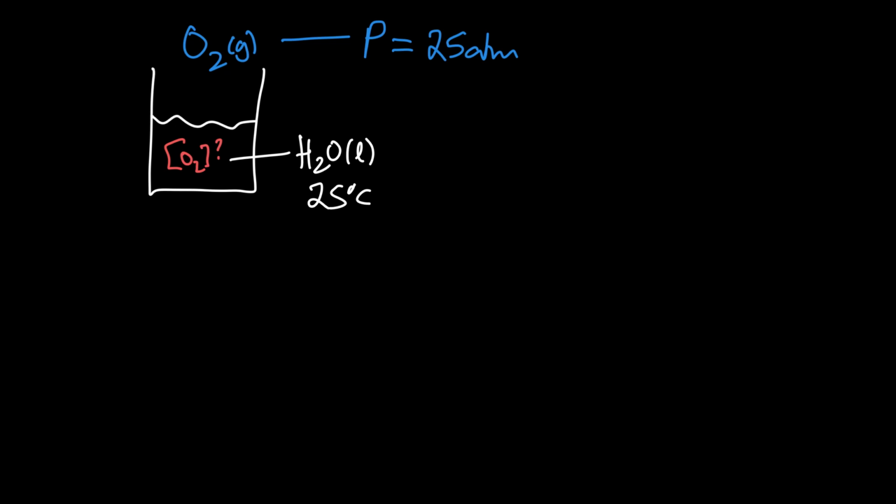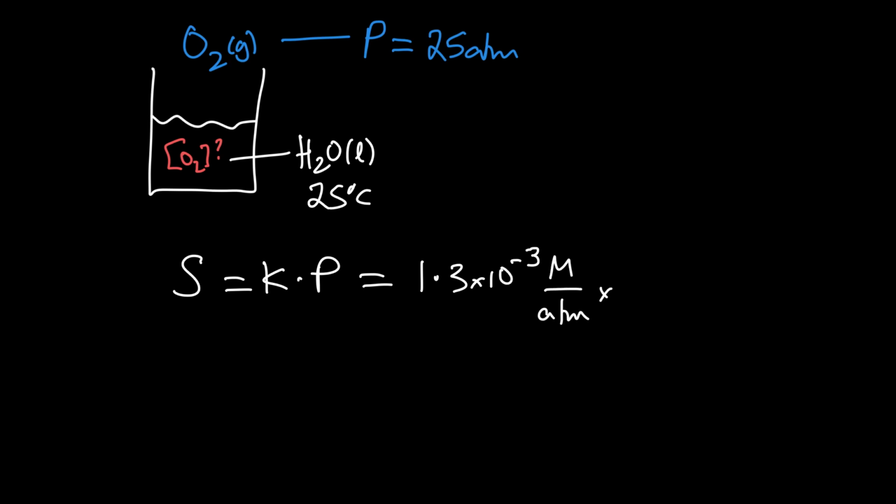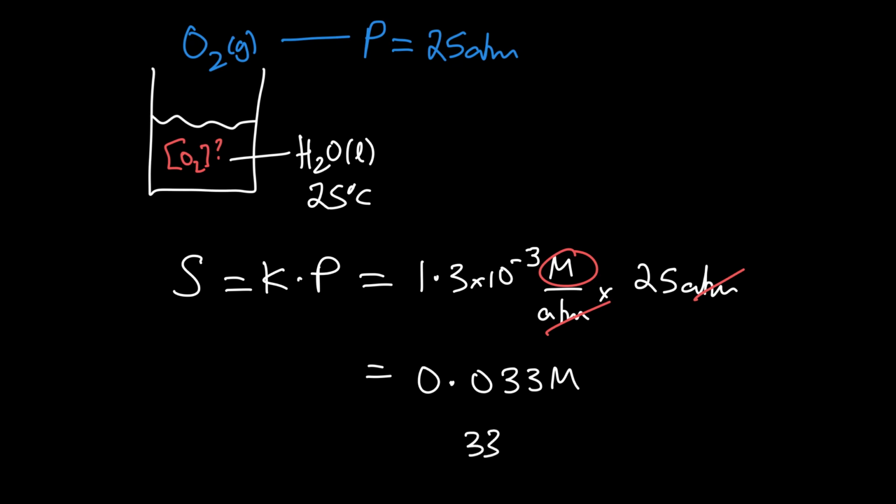We can use the Henry's law equation. We can say the solubility is equal to the Henry's law constant times the pressure. The Henry's law constant for oxygen was 1.3 times 10 to the minus 3 molarity per atmosphere, and the pressure of the oxygen was 25 atmospheres. So we can see the atmospheres will cancel out, and we're going to have units left behind of molarity, which is a pretty good unit for concentration. And I believe to two significant figures, it's something like 0.033 moles per liter, or if you like, 33 millimoles.